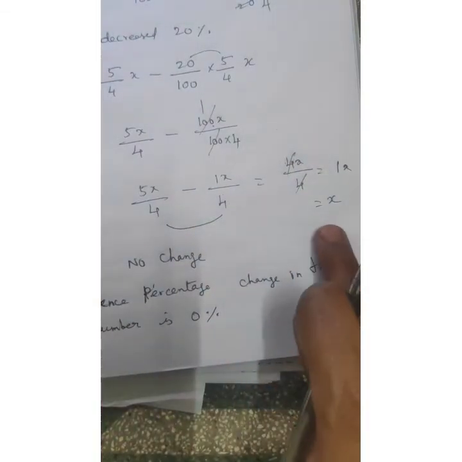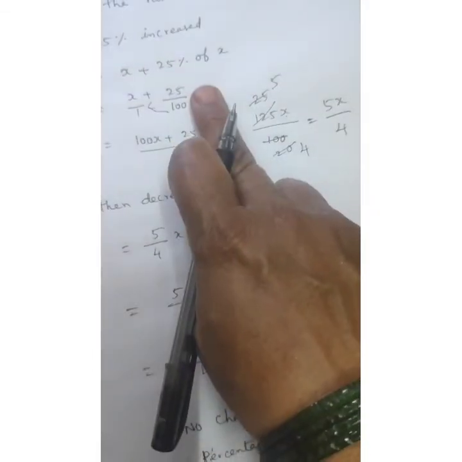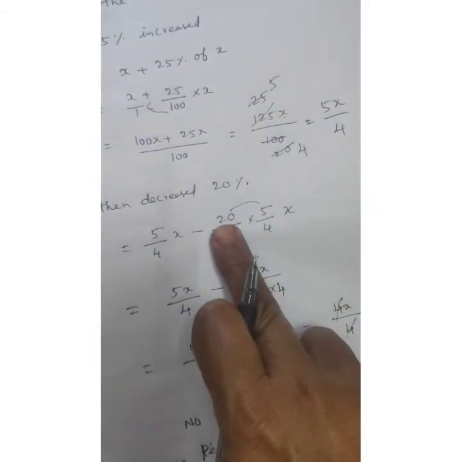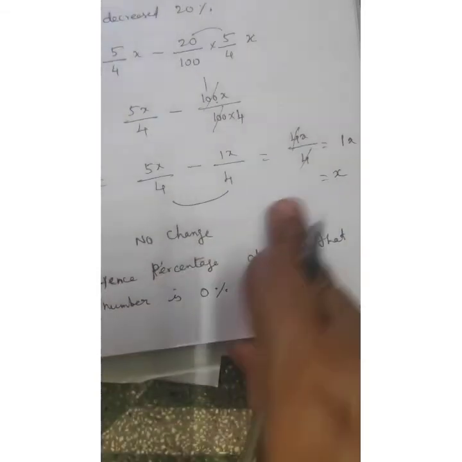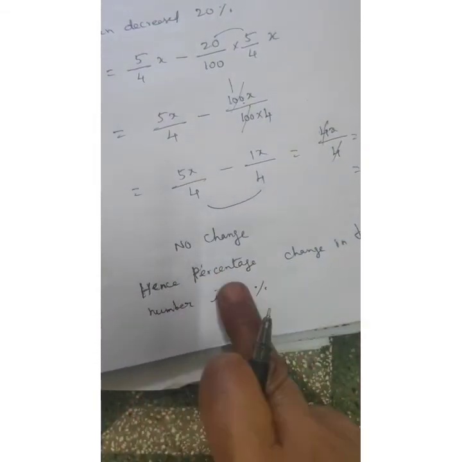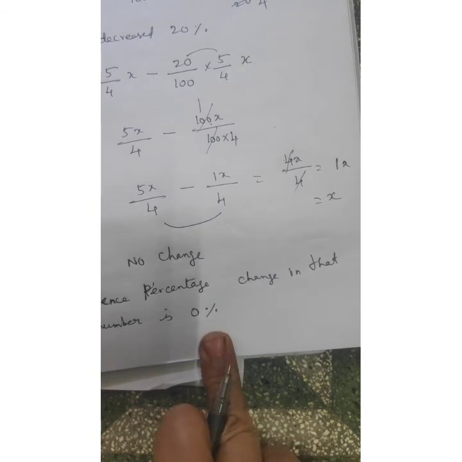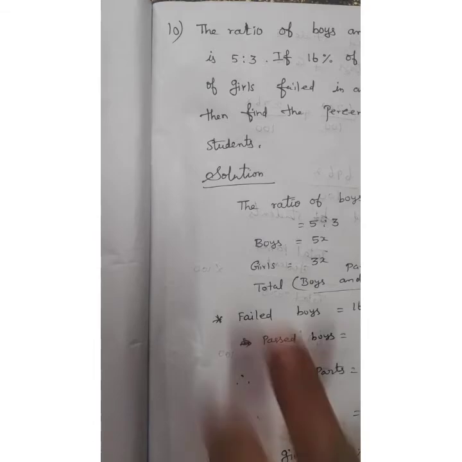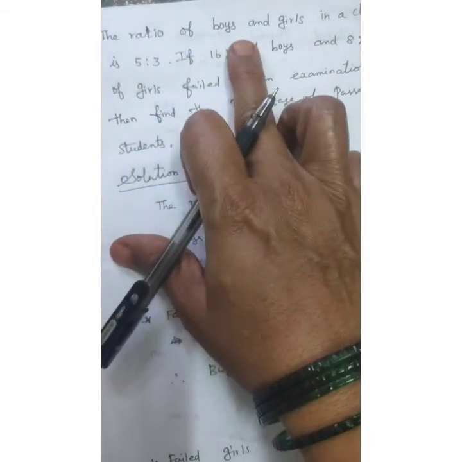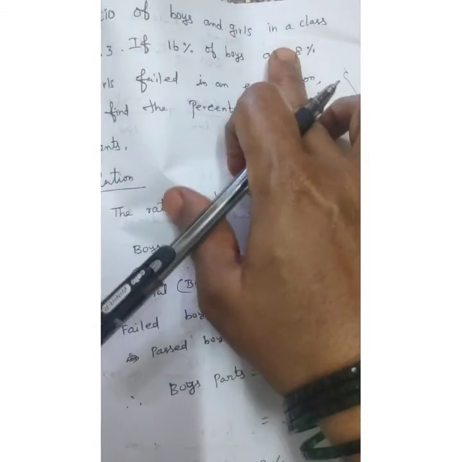Now you take the number as x, and the answer also comes as x. There is no change: 25% increase and 20% decrease give no change. So no change. Hence the percentage change in that number is 0%.